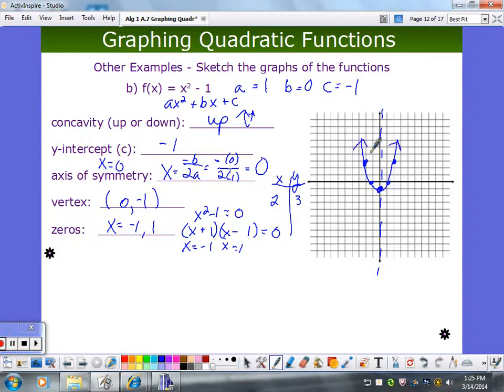So sometimes you may want to use a table of values if you're having a little trouble seeing what the shape is. Yes? I'm confused about how to get the vertex? Yeah. Are you okay with how I got the axis of symmetry? Okay, this x equals 0 will always be the x value of your vertex because the vertex is on that line. And then you take the 0 and you plug it into the equation where x is. So if you put a 0 in here, 0 minus 1 is minus 1.